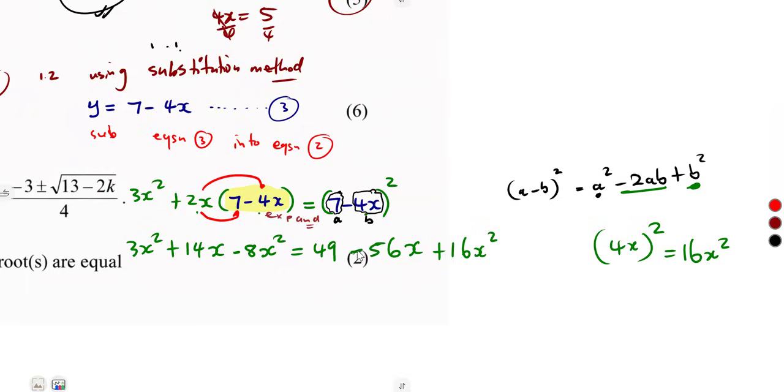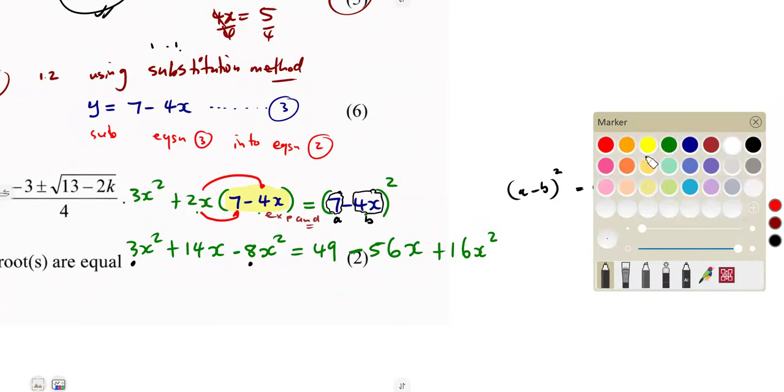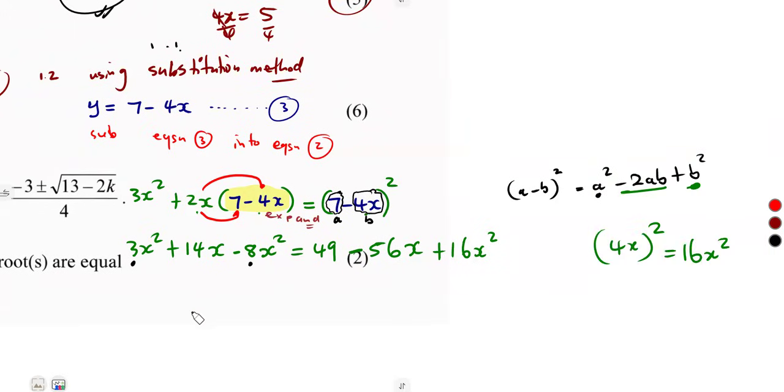That is where we are, guys. We can simplify the terms on the left-hand side. Collect your like terms. 3x squared minus 8x squared. So 3 minus 8 is negative 5. So you're going to have negative 5x squared plus 14x. And that is equal to what you're having on the right-hand side.